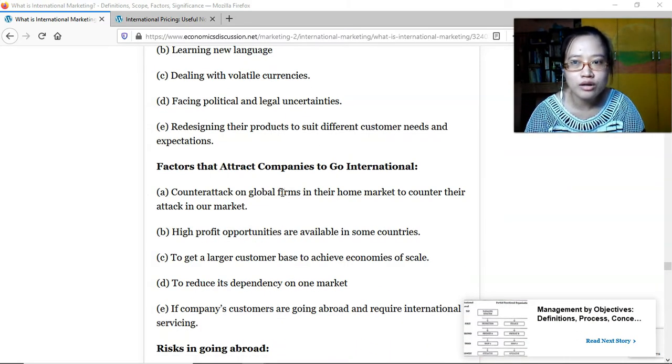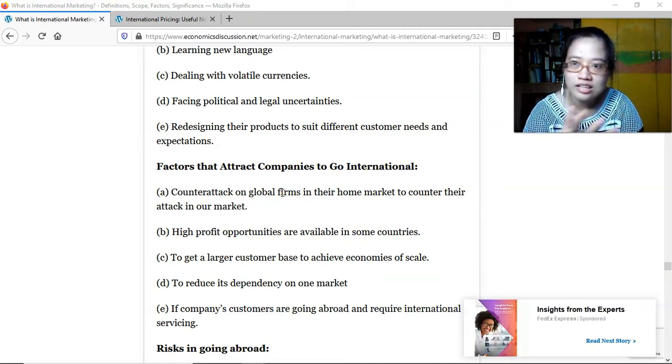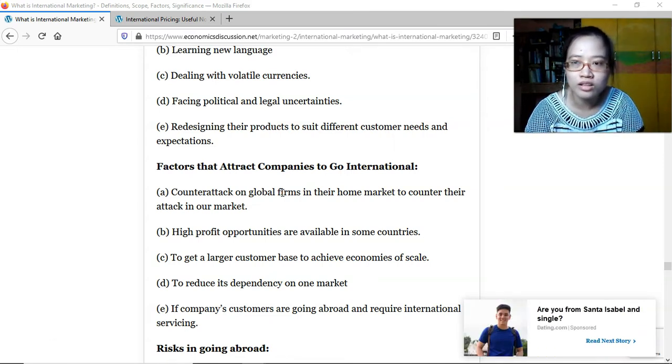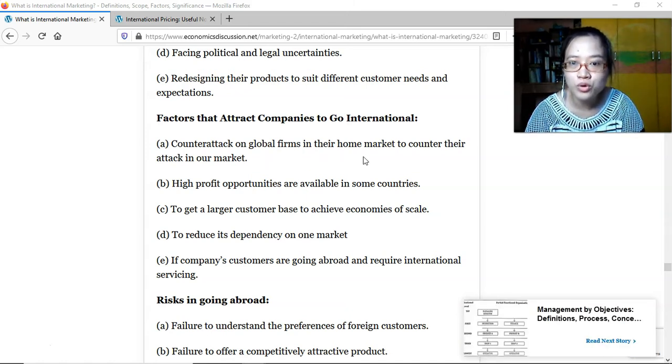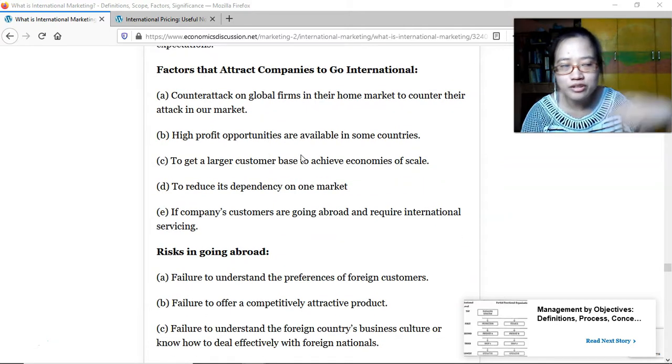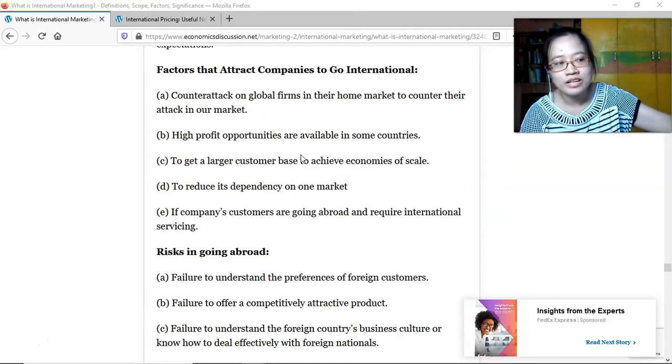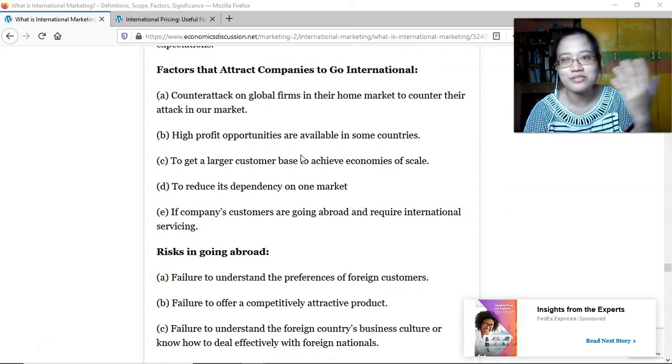Certain countries are used to certain colors or certain designs. So you might have to do redesigns in your products and the packaging and whatnot. Okay. Factors that attract companies to go international: counterattack on global firms in their home market to counter their attack in our market. Okay. So if you have foreign firms coming into the Philippines, you'd like to counter that. So they come here, then we go there, right?